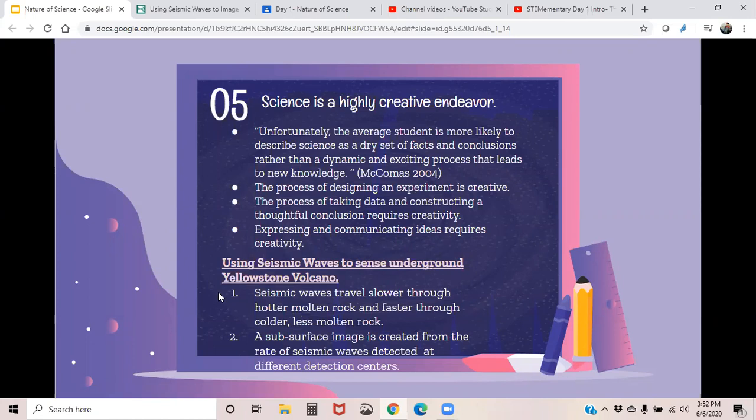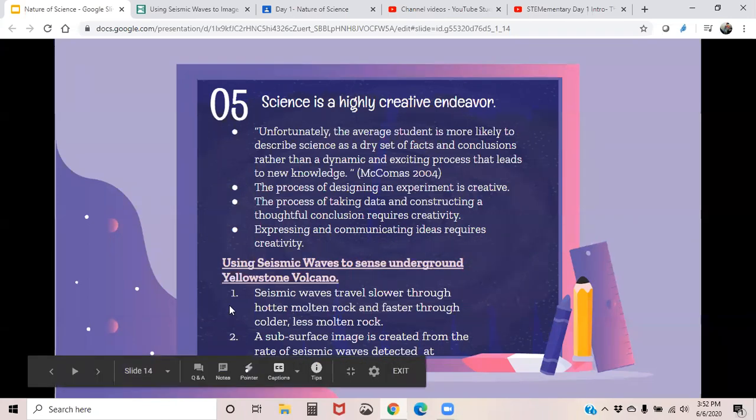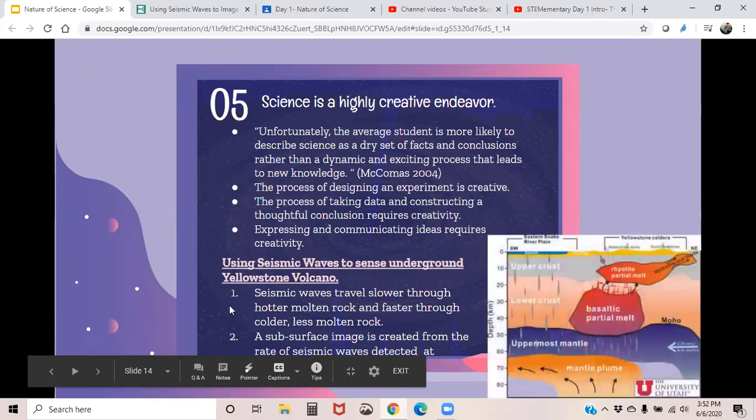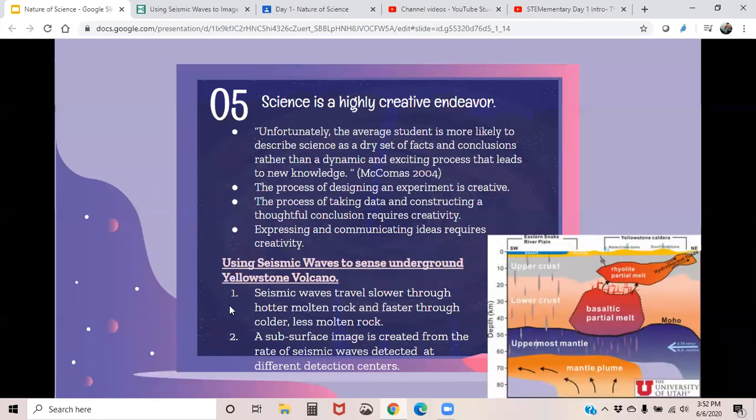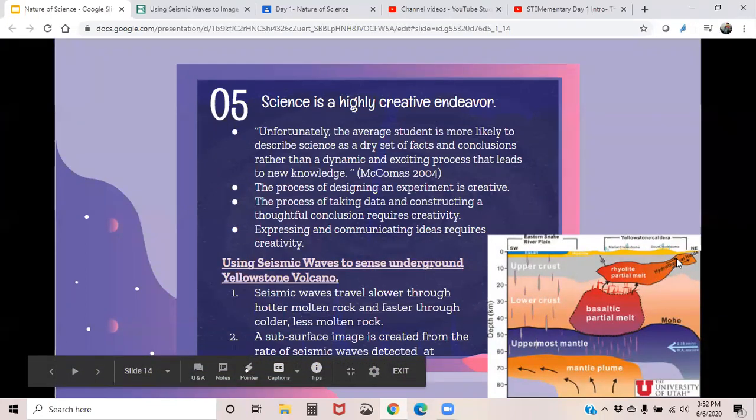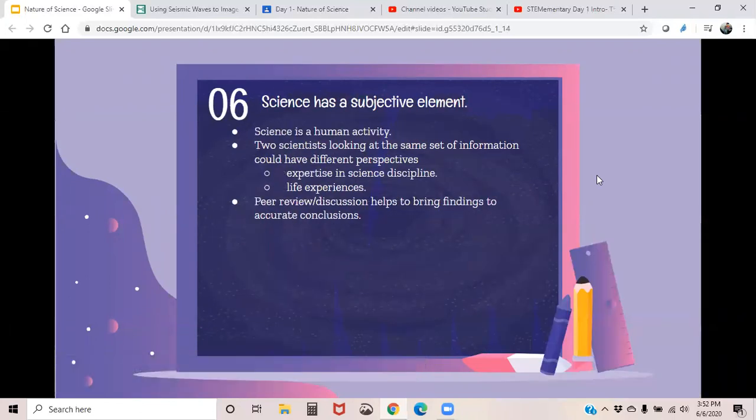Using that information and those different speeds of seismic waves that are detected, we can create these images of what we think is happening beneath the Yellowstone caldera. There are actually two large partial melts, a basaltic partial melt and a rhyolitic partial melt, that exist based upon those observations from the seismic data.